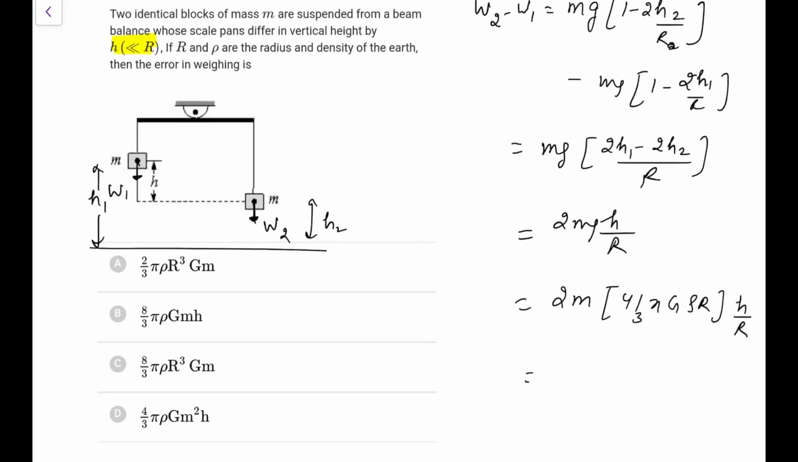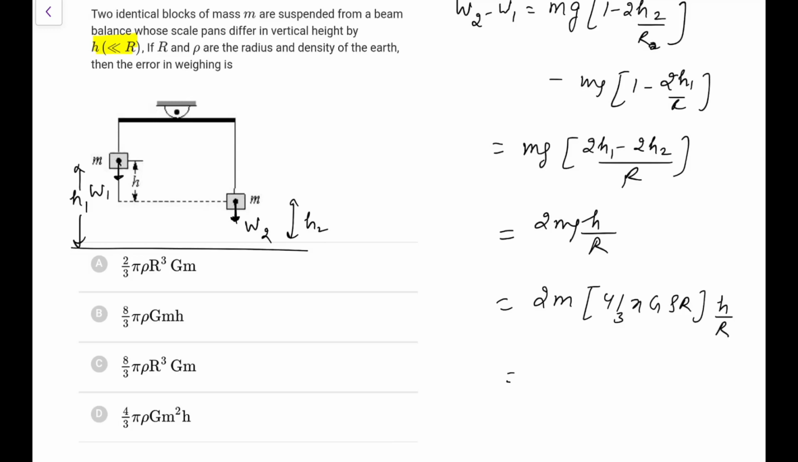As per this, if I do this, I am getting 8 pi by 3. R and R are getting cancelled, and this is M, G, rho, and h. So this is option B that is matching up the closest.